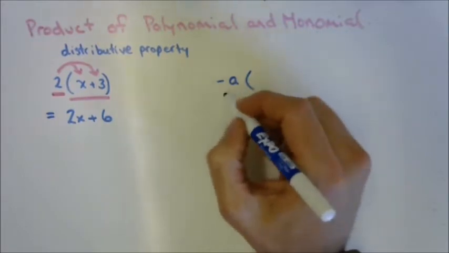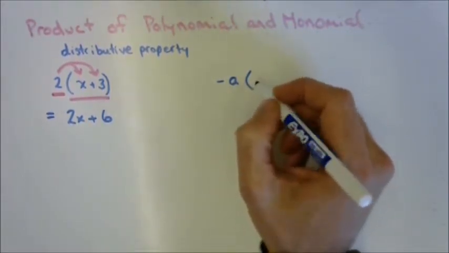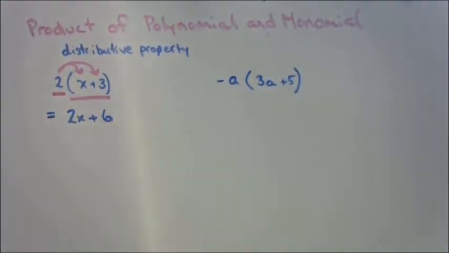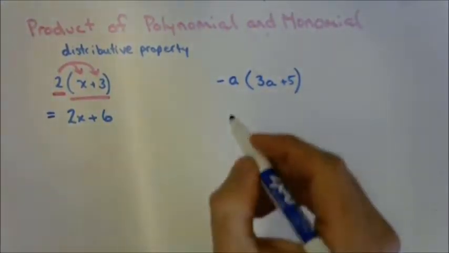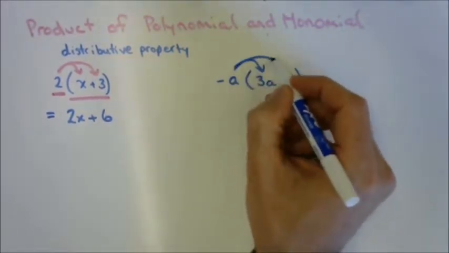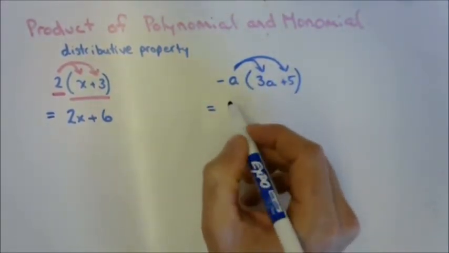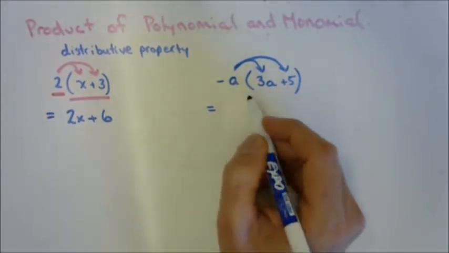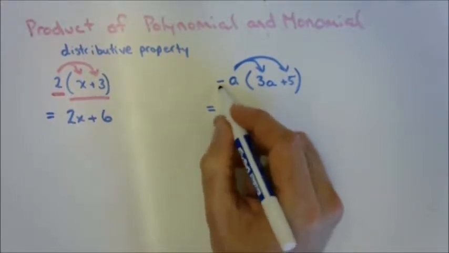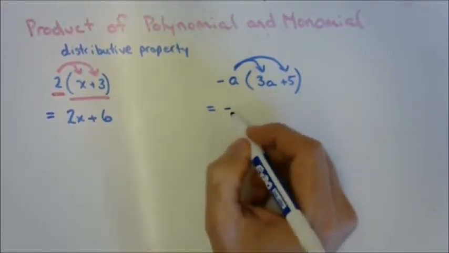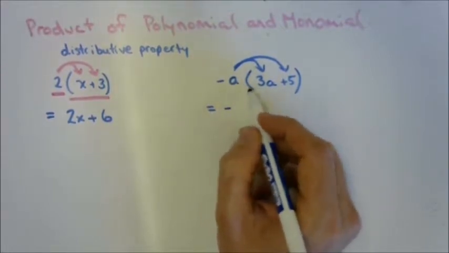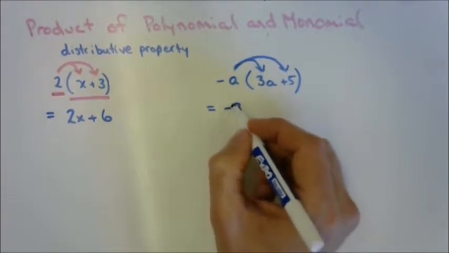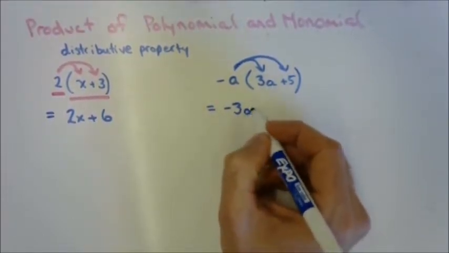We have one term, a monomial of negative a, and we're multiplying that by a binomial, 3a plus 5. All we need to do is distribute this negative a to both terms inside the binomial. So we get negative a times 3a. Okay? Good. So the negative sign changes the whole thing. It's a negative times a positive, so we've got negative. The numerical part of the term is just 1 times 3, which is 3. And the variable part is a times a, which is a squared.